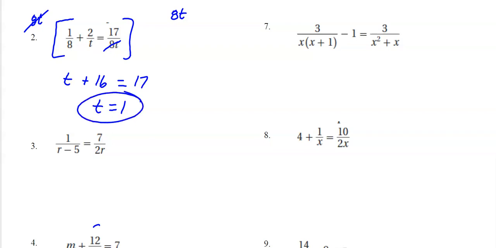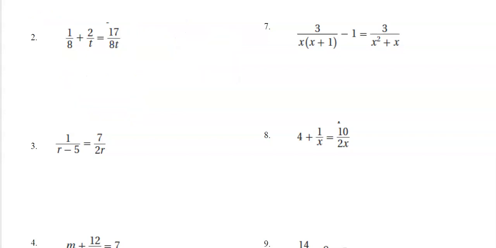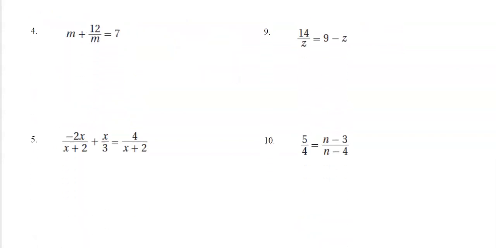There we go. And then I could always plug it in and see if it works. I'm not going to do this for all the problems, but I'll do it for this one. 1/8 plus 2 over 1, which is just 2, equals 17 over 8 times 1. So is that true? I believe it is true, because on the left I'll have 2 and an 8, and 8 goes into 17 2 times with 1 left over. So it actually checks out. Life is good.